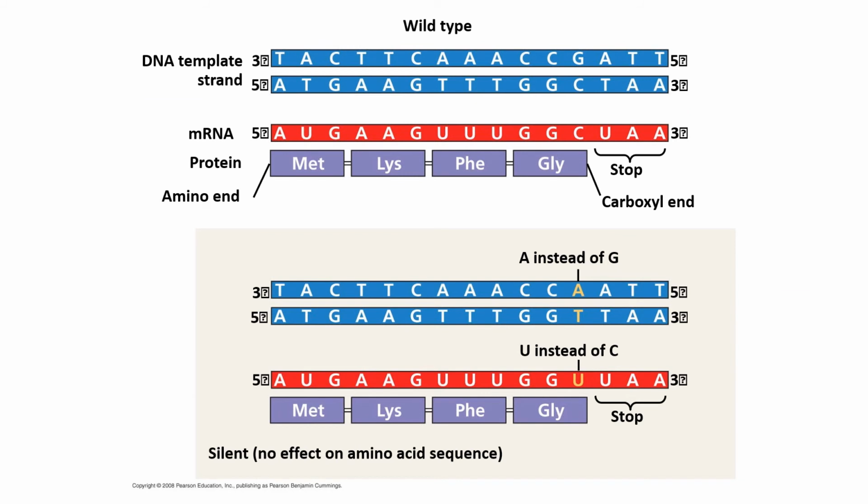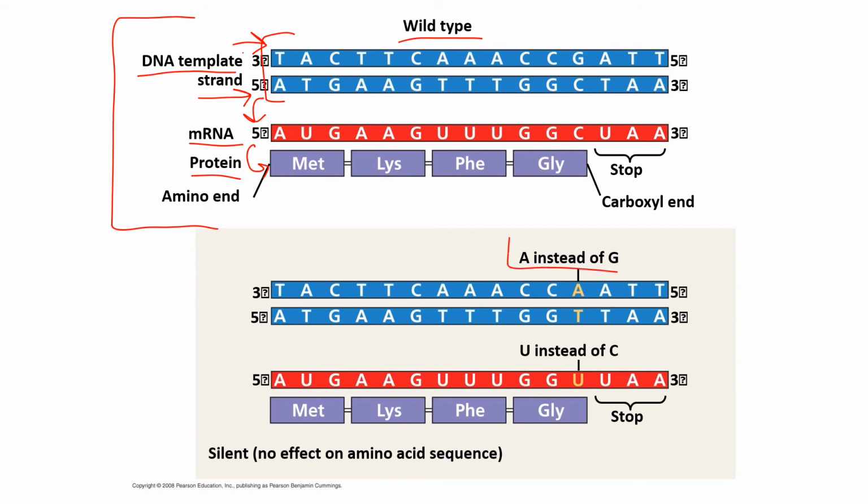Now I want to go through a couple of different types of mutations and what effect they can have on the cell. In this figure, this is the normal situation. It shows you the normal strand of DNA. This is the template strand, this is the complementary strand, and this is the normal sequence. This would be the normal mRNA that is transcribed from that DNA, and this is the normal protein that is encoded by that sequence. All right, so this is the wild type.